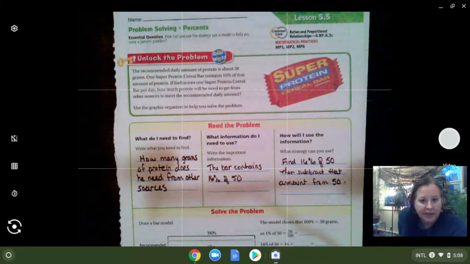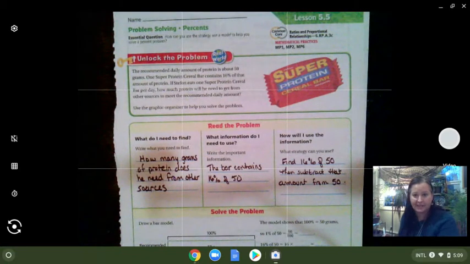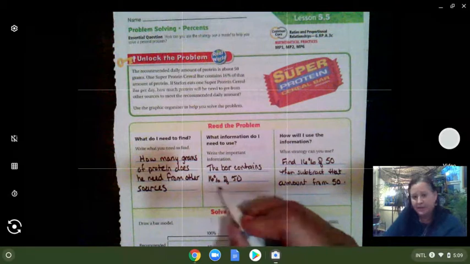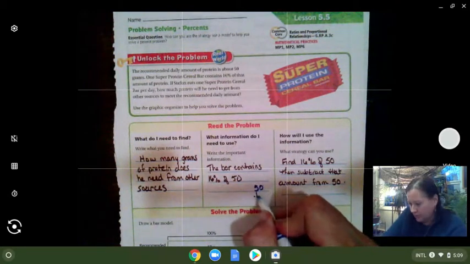So what do you need to find? You need to find how many grams of protein does he need from other sources. All right, so that's a complicated question. It's not just taking 16% of 50. To tell what the number is, we need to know how many from other sources. So what information do I need to use? The important information is that the bar contains 16% of 50 grams, so 16% of that. So we're going to find that 16% and then we're going to subtract it from 50 to find out how much he would need from other sources. So I'm going to write my percent as a decimal, do 50 times 0.16.